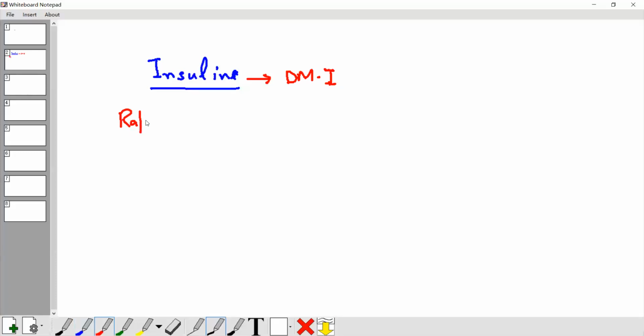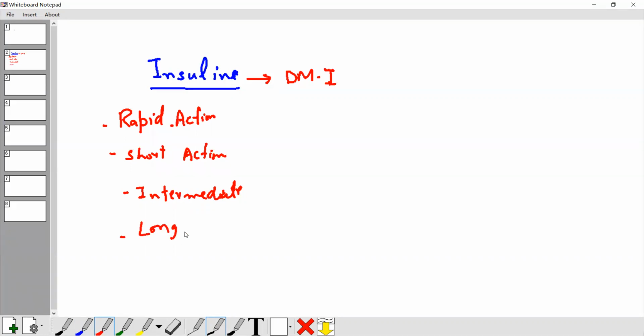One, rapid action, and second, short action. Third one, intermediate, and fourth one, long acting. These are the four categories of insulin we use.